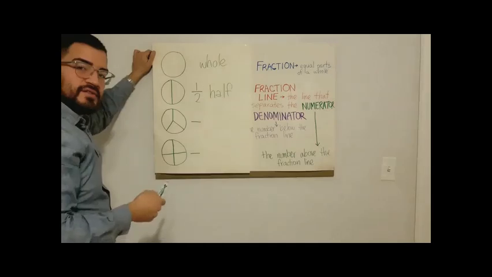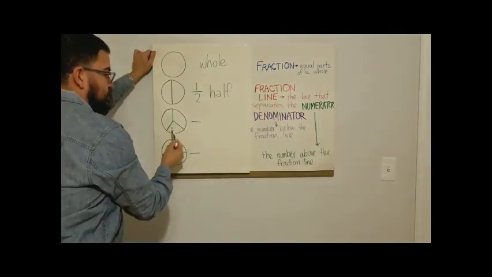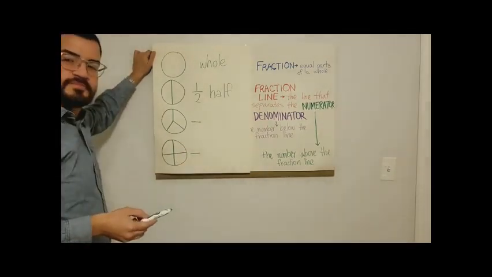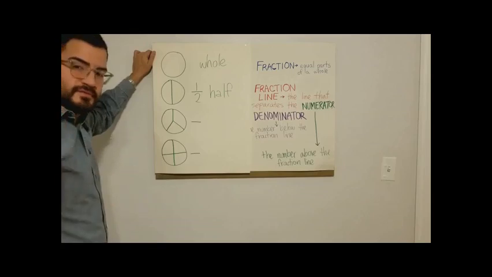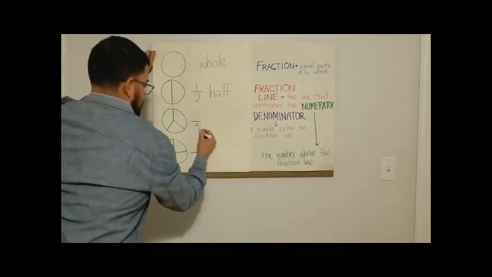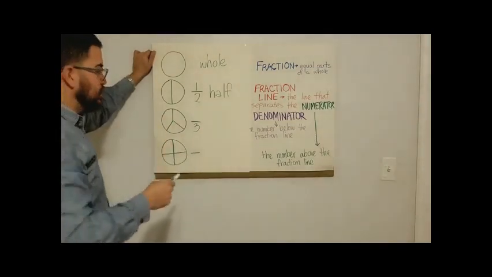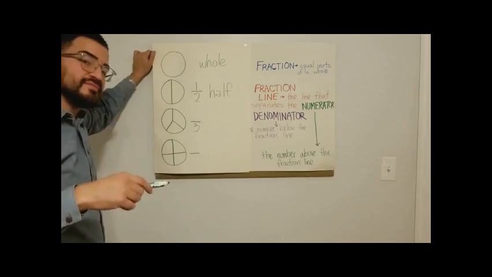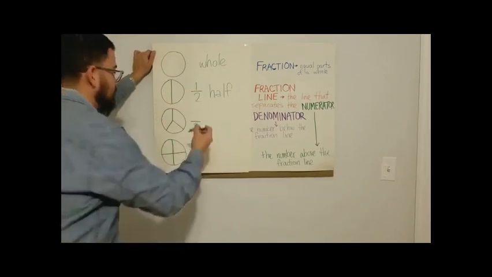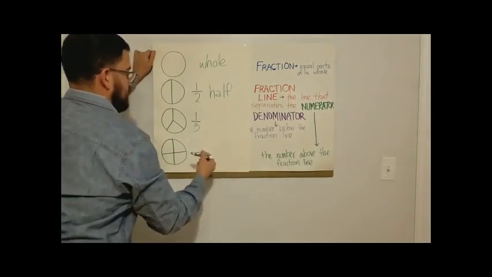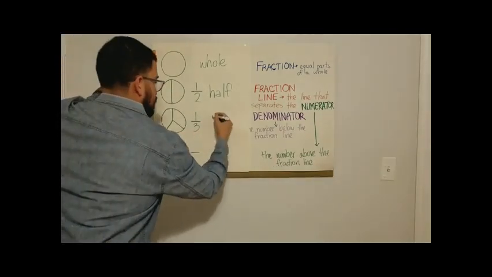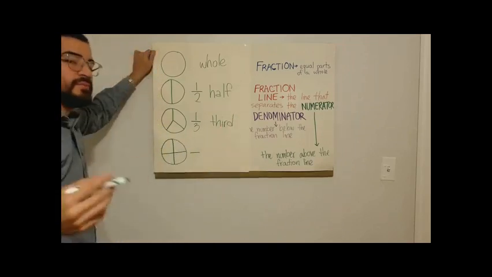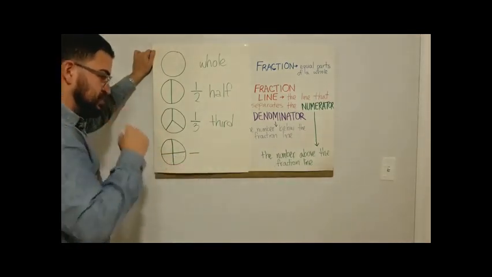This next one is cut into 3 slices. 1, 2, 3. Does anyone know what number goes on the bottom? Yes, Sally. Number 3. And if I was to just take 1 out from the whole? Yes, Carlos? Yes, 1. This would be labeled or described as 1/3. Excuse me, 1/3.